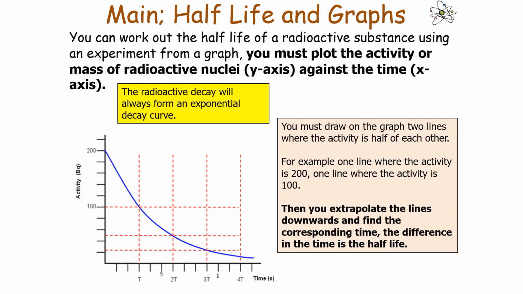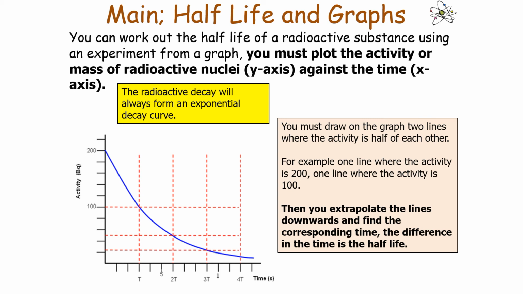So to do this, you plot the activity or the mass of radioactive nuclei or the count rate on the y-axis and the time on the x-axis. Now radioactive decay will always form the following exponential decay curve. Now what you've got to do to work out the half-life is draw two lines on the graph where the activity is half of the other.